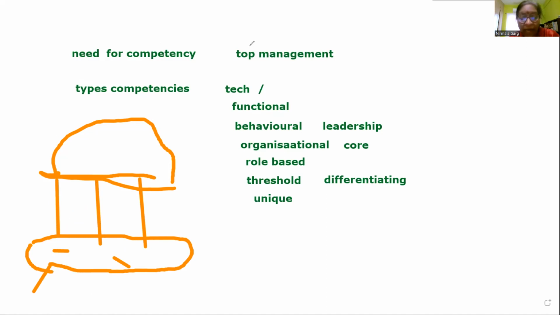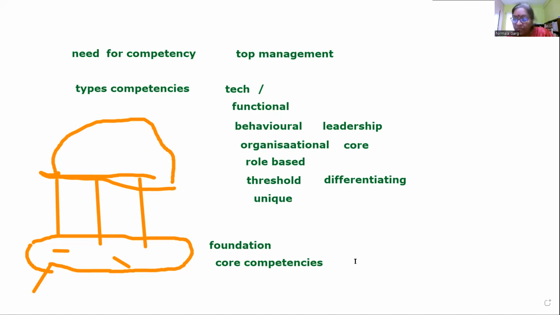So when we look at a house architecture, typically what happens, there is something called the bedrock or the foundation. So if I were to call this the foundation, then you would be requiring certain core competencies, right? Now these core competencies are also called generic competencies.